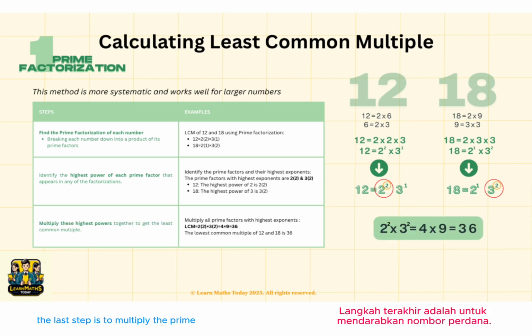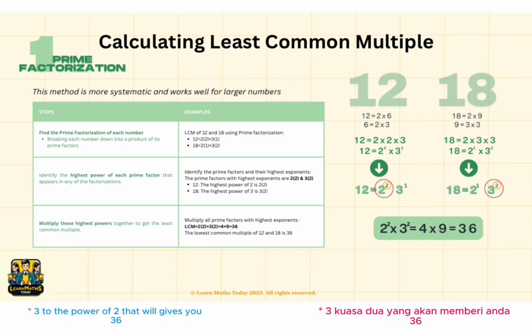The last step is to multiply the prime factors with the highest exponents. So, we will multiply 2 to the power of 2 times 3 to the power of 2. That will give you 36. Therefore, the lowest common multiple for 12 and 18 is 36.